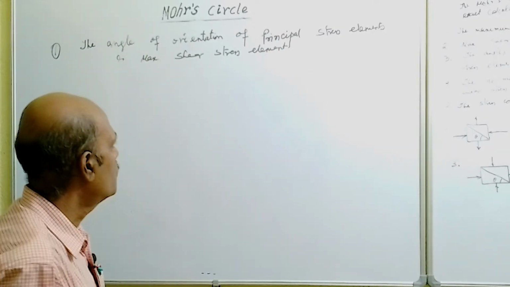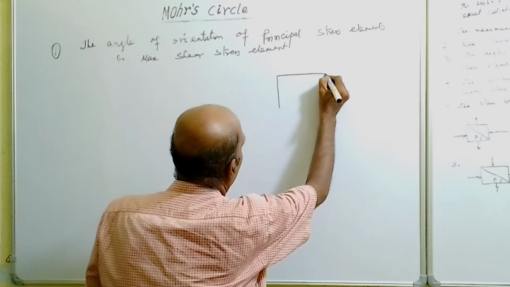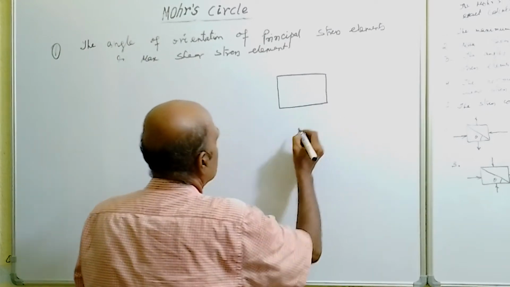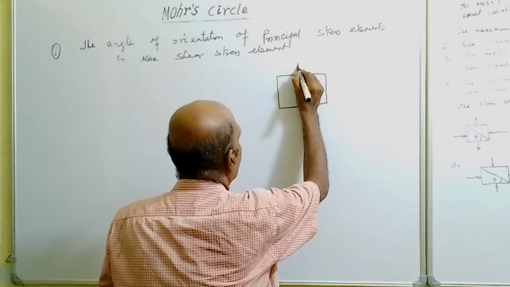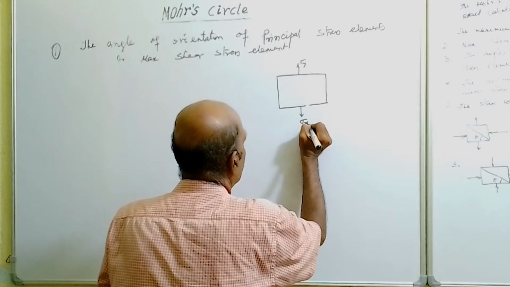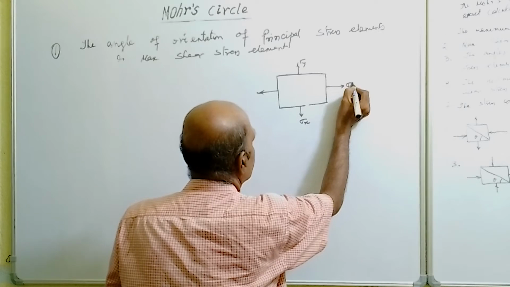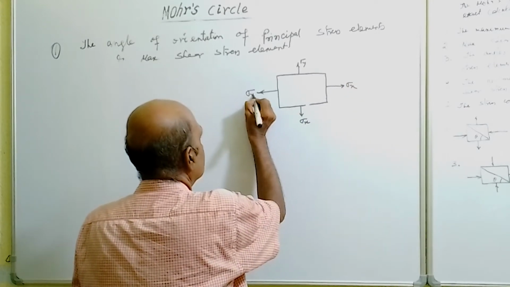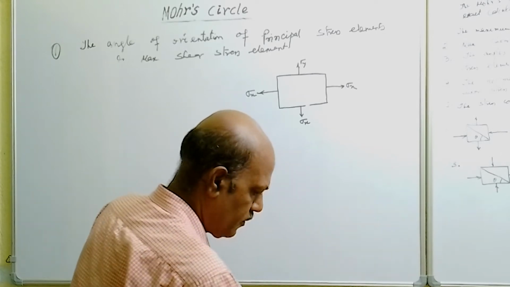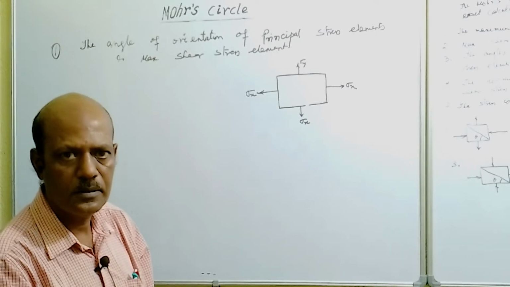So we are considering a body under stress, say sigma y and sigma x stress acting over the body. Now we are going to draw the Mohr circle for this stress condition.